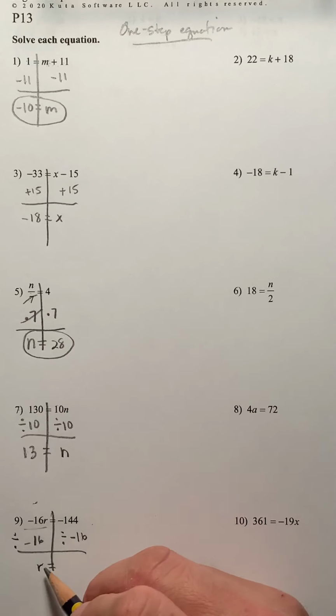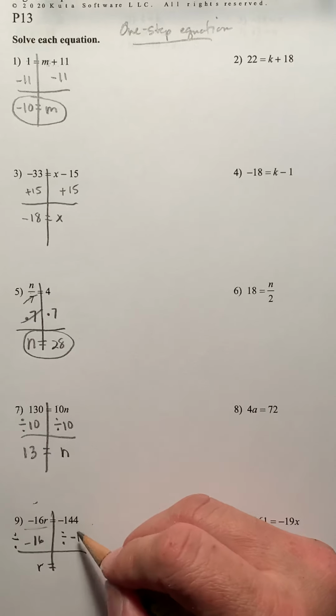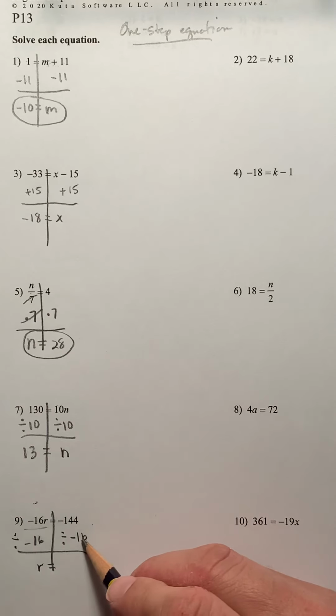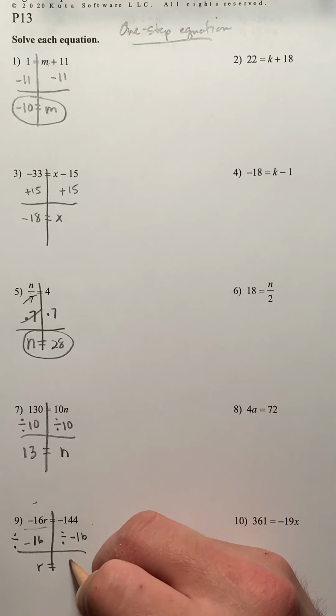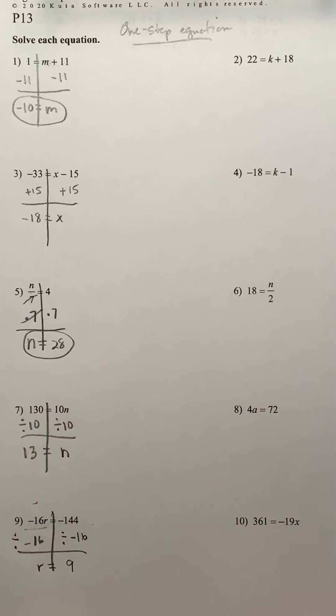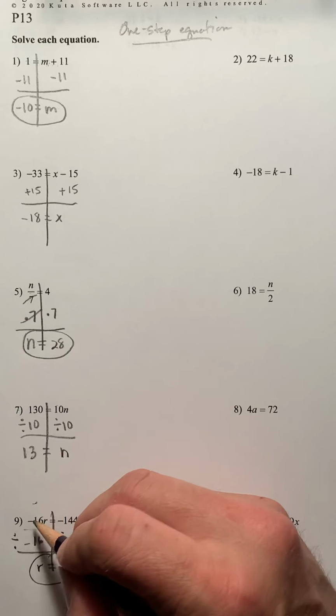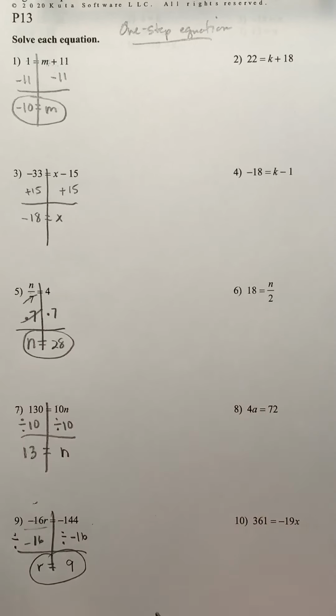Negative 16 divided by negative 16 is 1r. Negative 144 divided by negative 16 is a positive. Negative divided by negative is a positive 9. So negative 16 times 9 does equal negative 144. Double check that on your calculator.